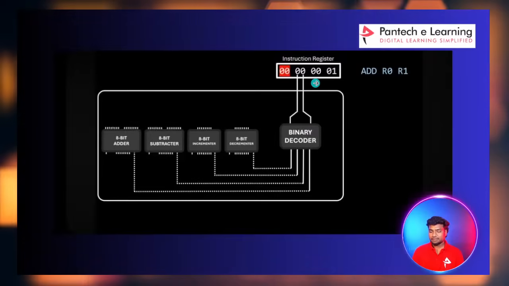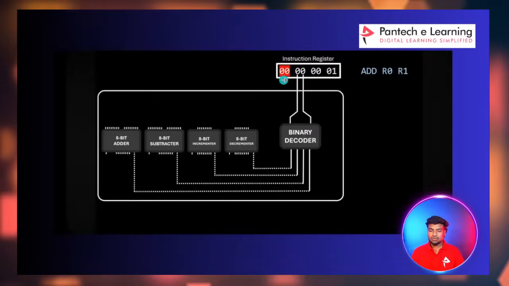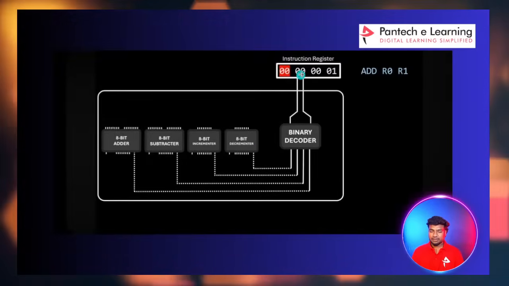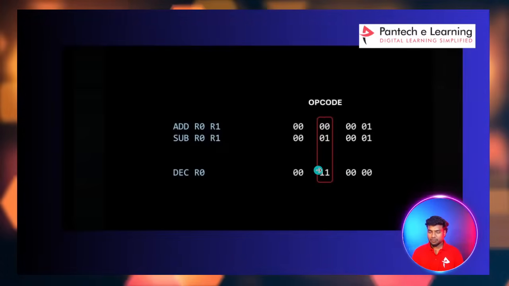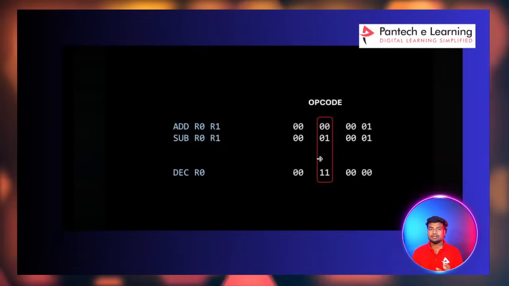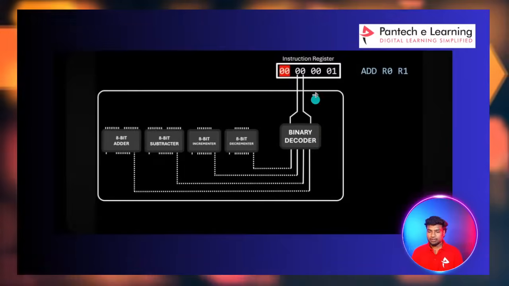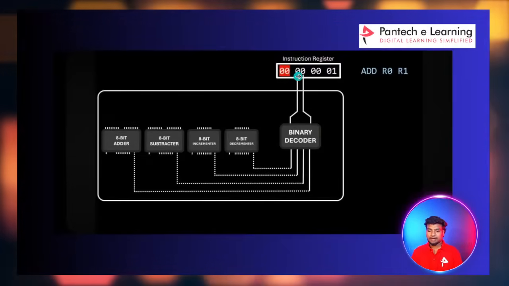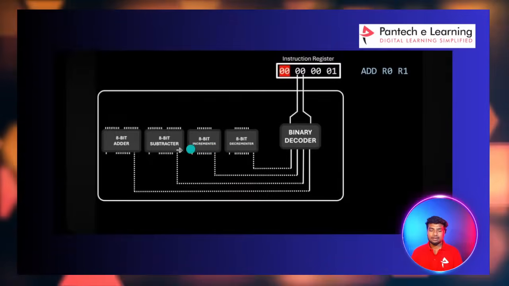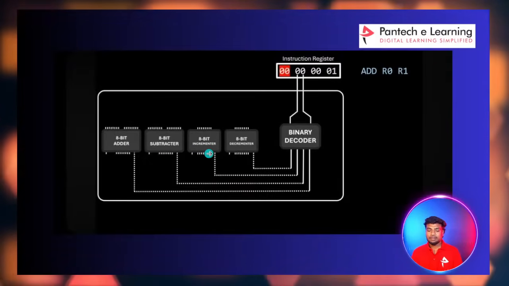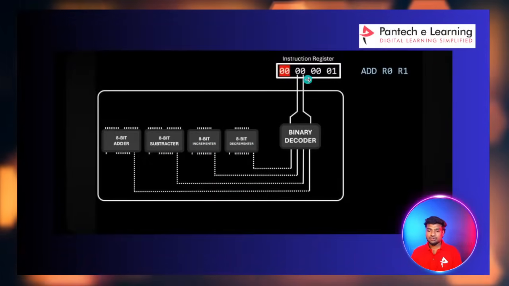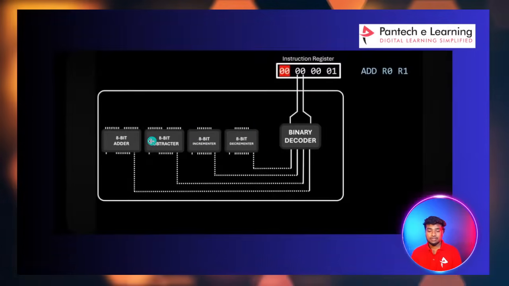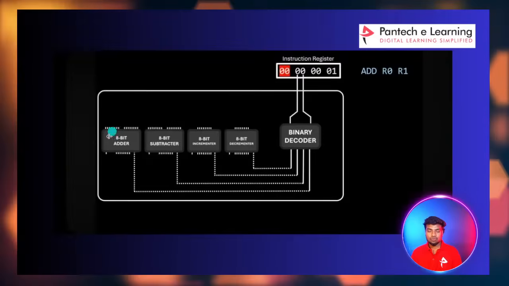Here, if it is 0 0 it will choose this. This is the opcode, so it can choose what the operation is, either addition or subtraction. Based on these 2 bits in the third byte, it can choose either the 8-bit adder, 8-bit subtractor, 8-bit increment, or 8-bit decrement. If it is 0 0 it will do decrement. If it is 0 1 it will do increment. If it is 1 0 it will do subtraction. If it is 1 1 it will do addition.